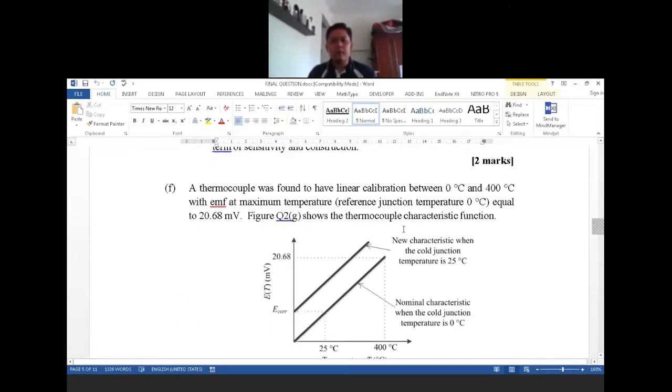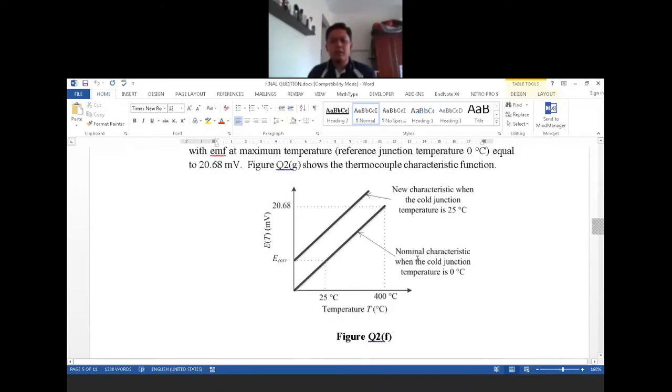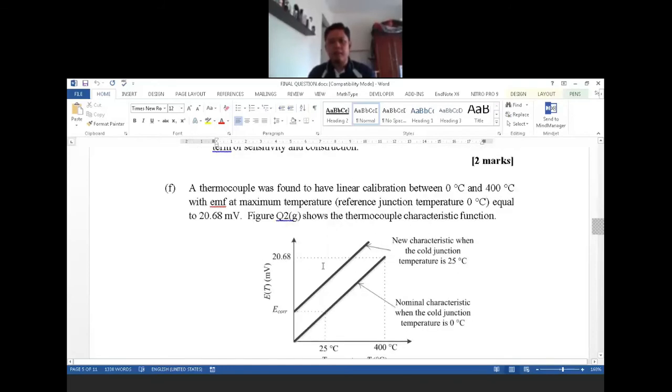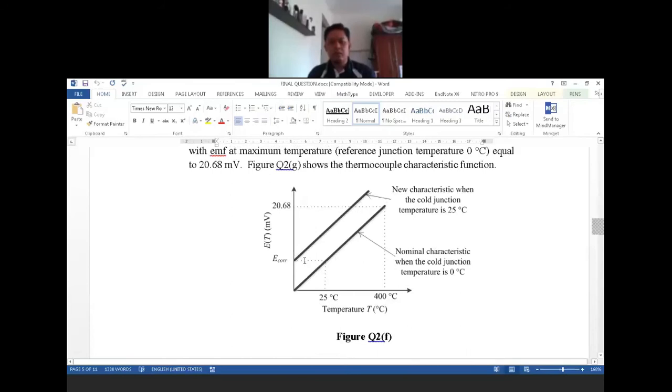But when the reference junction is changed from 0 degrees Celsius to 25 degrees Celsius, as you can see, there is an offset in the characteristic. This is the original characteristic, and then the reference junction is changed to 25 degrees Celsius, causing an offset. This offset shows that when there is no temperature difference between the reference and the measuring junction, there will be a default value. This default output EMF is called the correction.